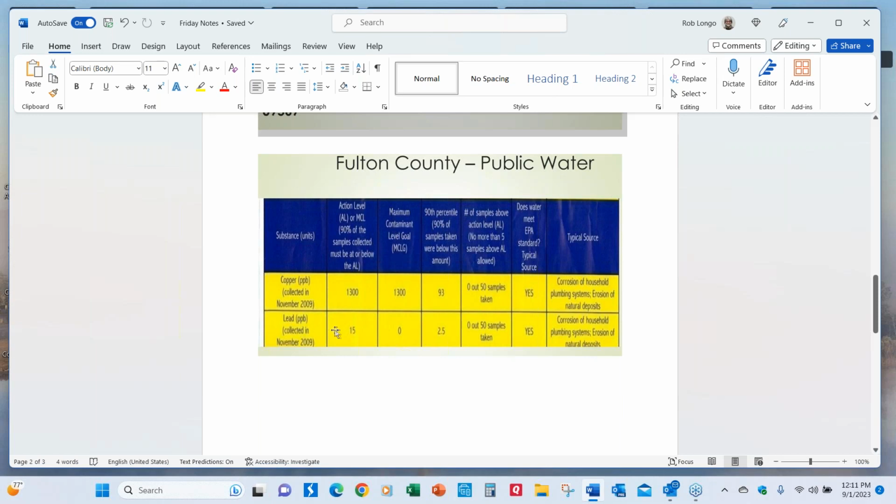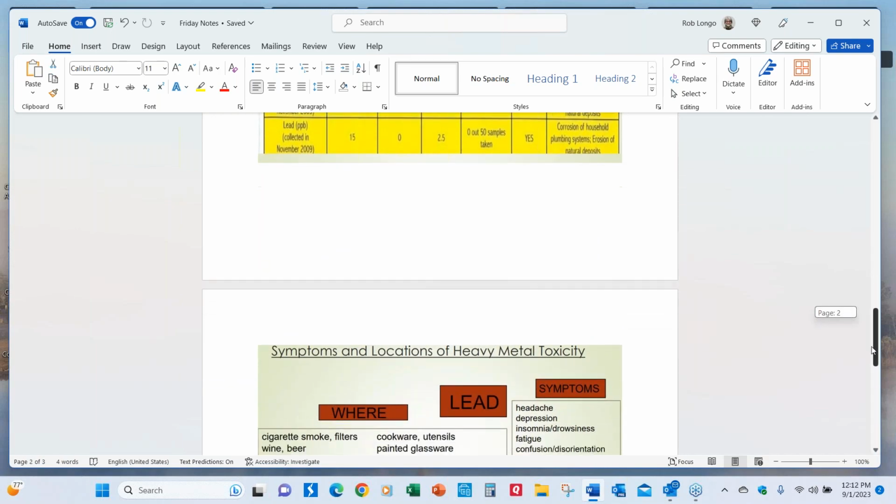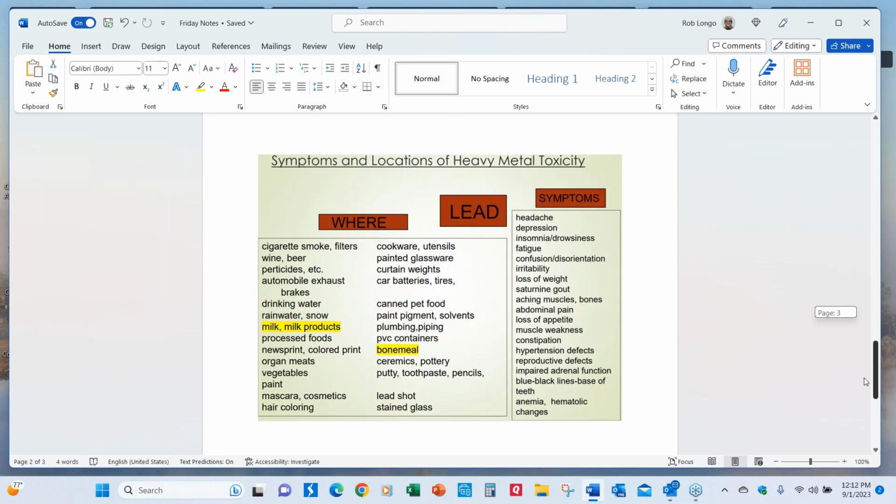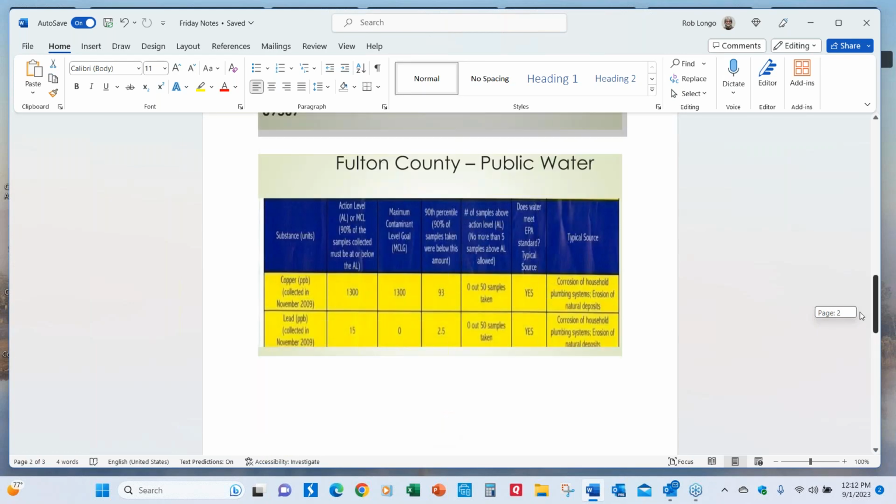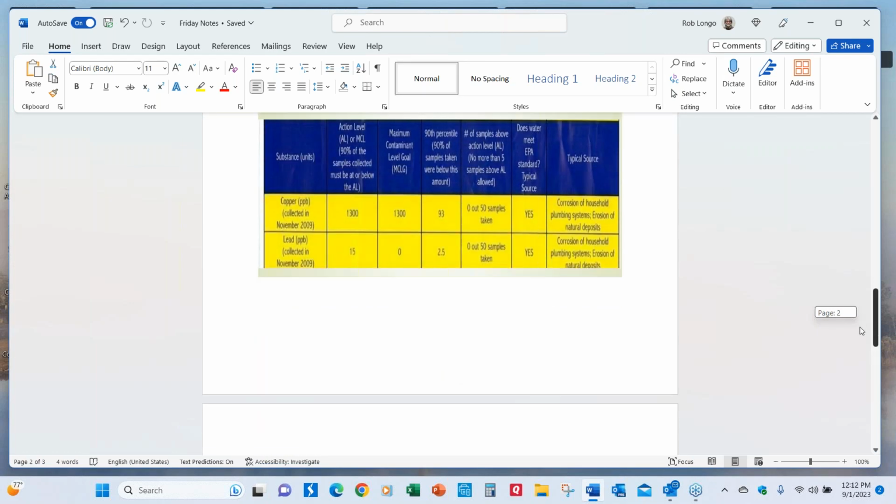And then just look at the symptoms and locations of heavy metal toxicity. Look at this. You can get lead out of milk products, bone meal. He highlighted those. Those were the highlights. They're drinking the same water we are, right? Yes, exactly. And a lot of cows, you're more of it. They were also talking about atmosphere and so forth, and air.